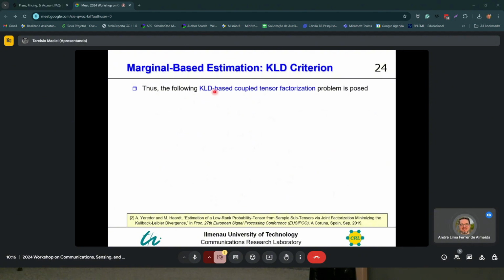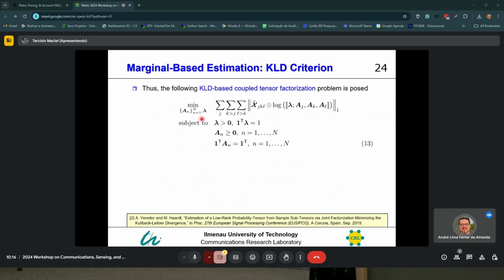Thus, the following KLD-based coupled tensor factorization problem is posed. This is the minimization now. Here we have the empirical estimate of our third-order subtensor, and we minimize basically the KLD between the observed data and the parameterized model distribution here. This would be our third-order CPD that we want to fit to the empirical estimates, subject, of course, again to the probability simplex constraint.